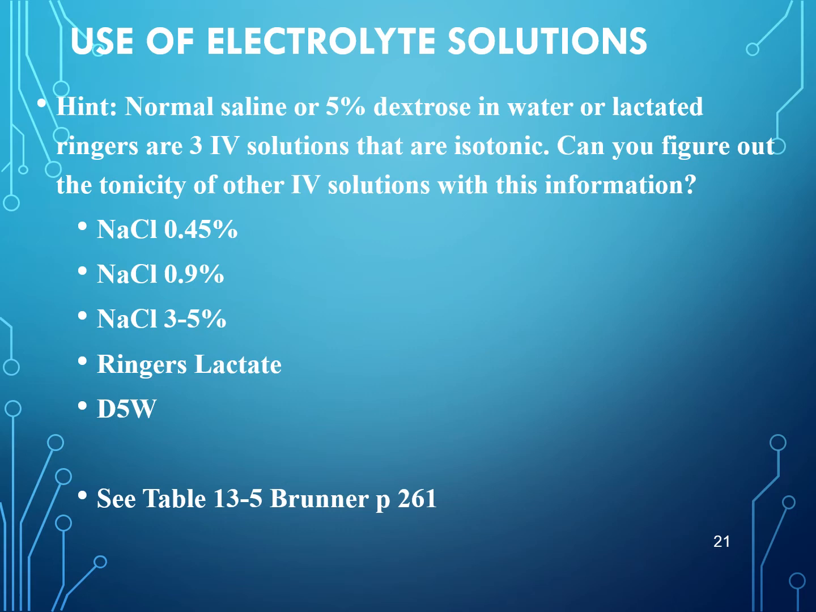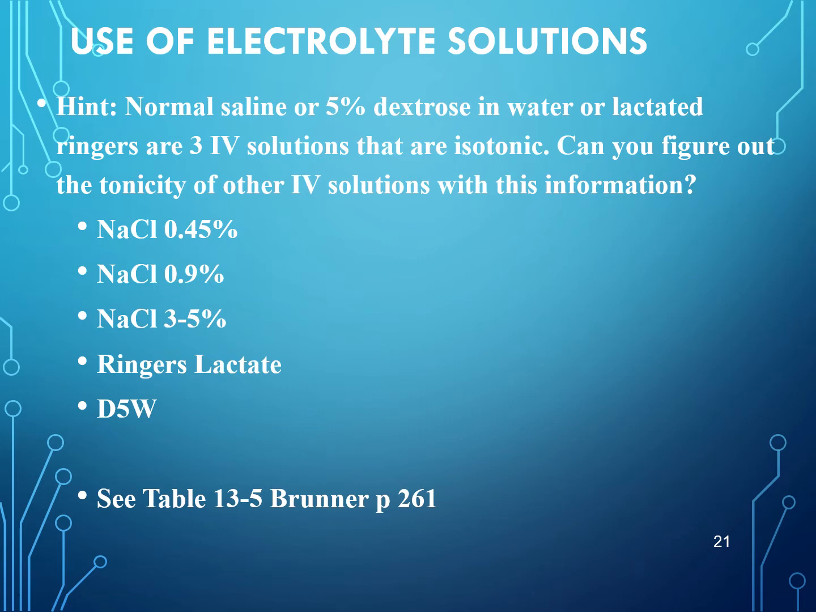So we have half strength saline. It supplies daily water needs and water for excretion. It also gives sodium and chloride, and it is a hypotonic solution. So this is half normal saline. So that 0.45 is half normal saline, and it's hypotonic. Then we have NaCl 0.9%. This is normal saline. It is an isotonic solution, so it expands extracellular fluid volume.